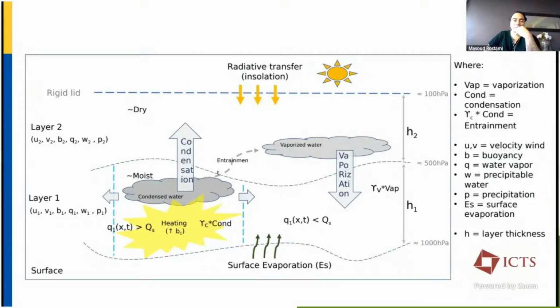And we have also radiative transfer, insolation. If we want to go toward the intermediate complexity, we have also radiative transfer, long wave, short wave effects in a two-layer system. It works well for the lower and upper troposphere in the atmosphere.